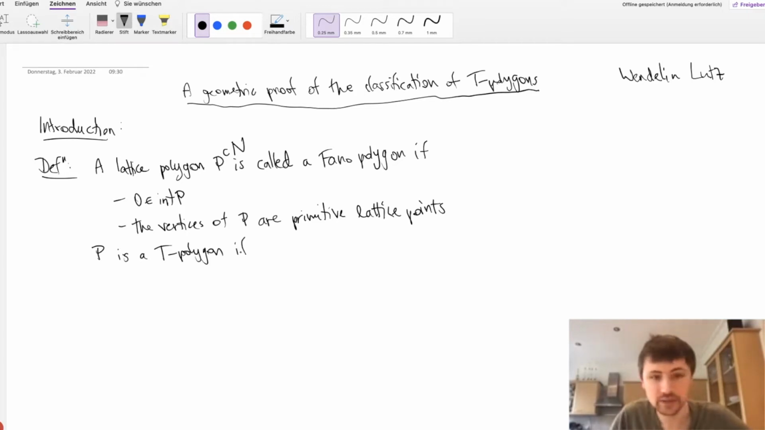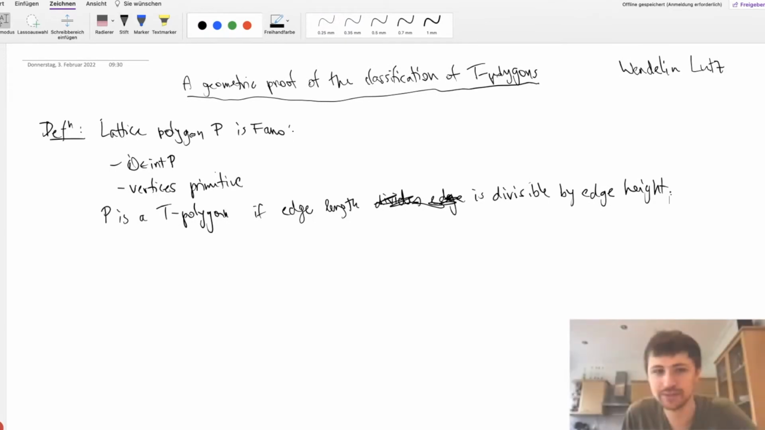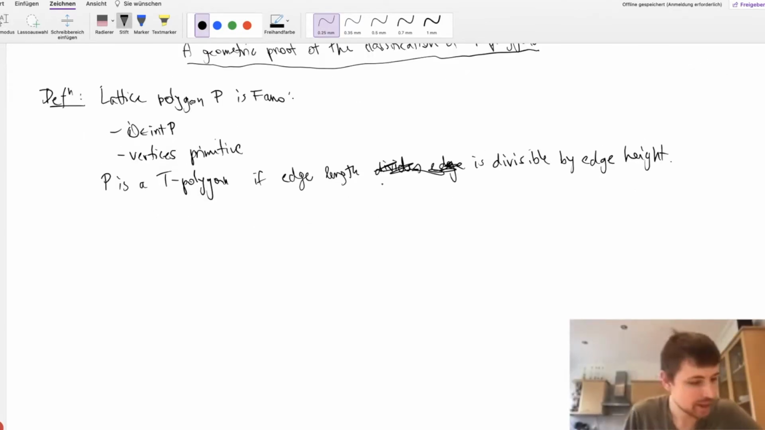And moreover, what does it mean to be a T polygon? That's if, in addition, for all edges E of P, the length of E is divisible by the height of E. And by length and height of edges, I mean lattice length and height.